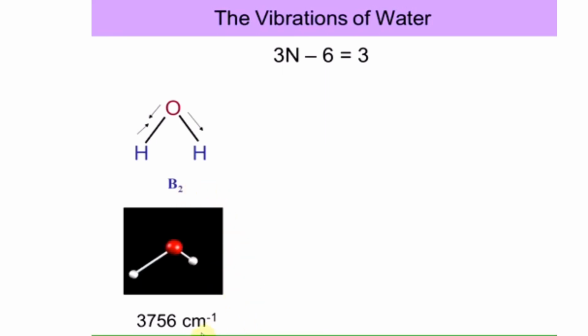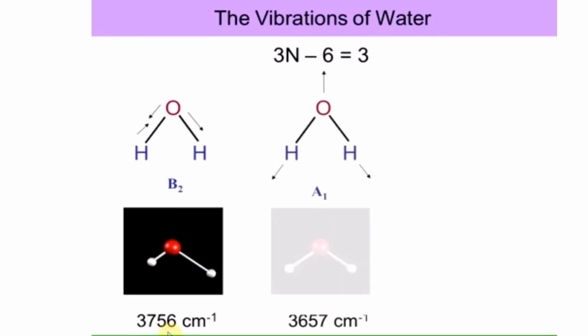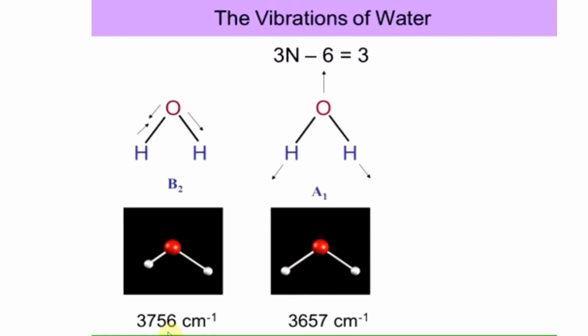And then the next vibration mode that we have is an A1. And this is an A1 stretch. So this is a stretching mode, and this occurs at 3,657 wave numbers. So this is a symmetric stretch. If we did a rotation about the C2 axis, the extended one also looks like the extended one on the other side, and if it's compressed on this side, it's also compressed on the other side. So it's symmetric with respect to that rotational axis.